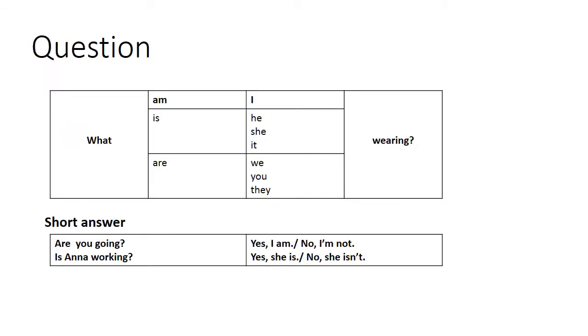Question. To make a question in the form of the present continuous, we begin with a question word, which is here in this table, what, and then the auxiliary verb am, is, or are, and then the subject, and then the verb with ing, and end the question with a question mark. Like, what am I working? What is he wearing? What are you wearing? This is the question.